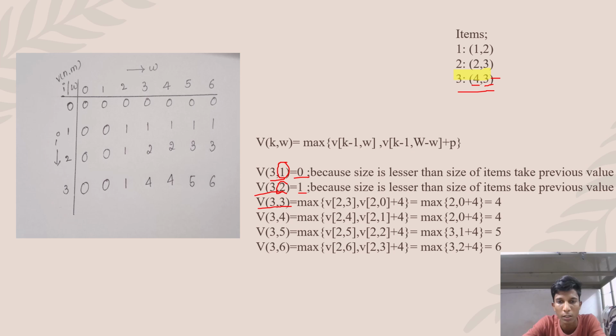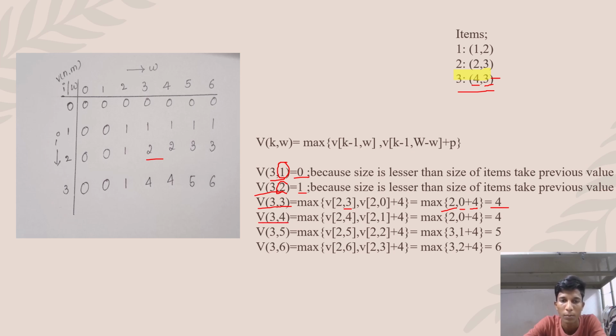Now V of 3 comma 3, according to the formula, k is equal to 3. Max of V of 3 minus 1, that is 2, and the weight of the item is 3, comma V of 2 comma weight of the bag 3 minus weight of the item 3, which is 0, plus profit of item 3, which is 4. That is max of V of 2 comma 3, which is 2, and V of 2 comma 0, which is 0, plus profit 4. Max of 2 comma 4, the maximum is 4, so let us consider 4.